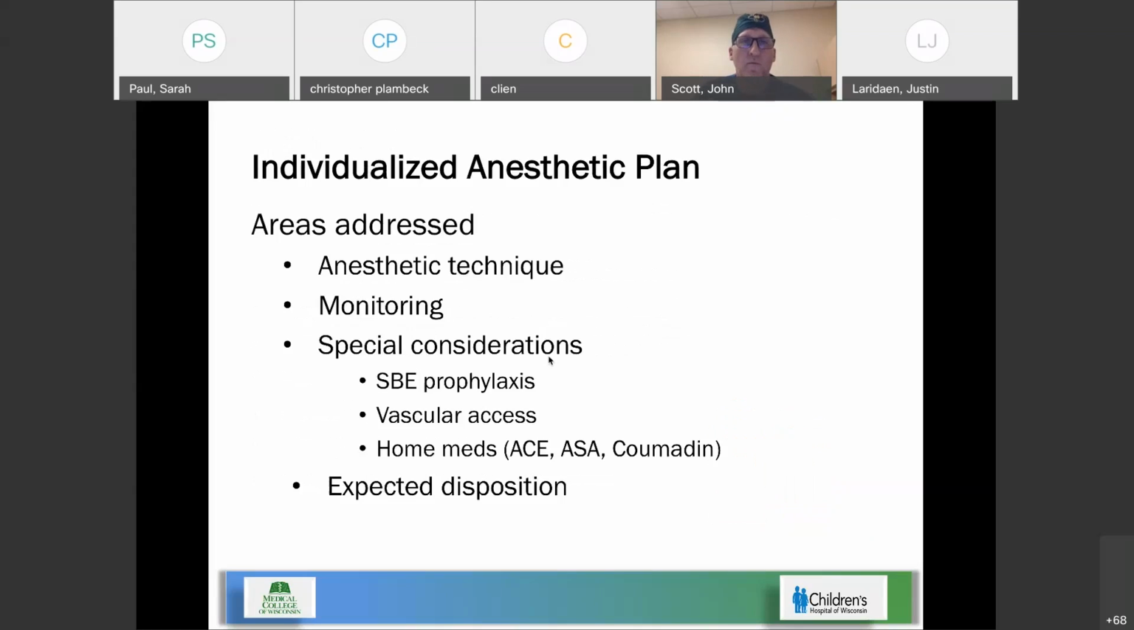So how do we manage this at Children's? So we develop an individualized anesthetic plan. The areas addressed are the anesthetic technique, whether it's a volatile-based technique or an IV sedative, opioid analgesic technique supplemented with a volatile anesthetic, what sorts of advanced monitoring we want to employ, what the special considerations are for SBE prophylaxis, vascular access, what we want to do with their home medications such as ACE inhibitors or anticoagulants, and what the expected disposition would be.